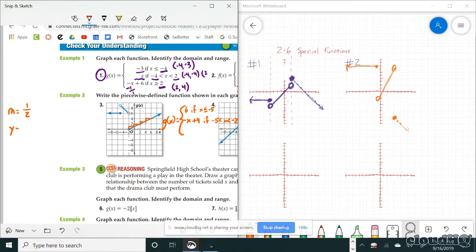We know the y-intercept actually. I can see it crosses there at 1. So that's my b value. So I could just go ahead and say 1/2 x plus 1.